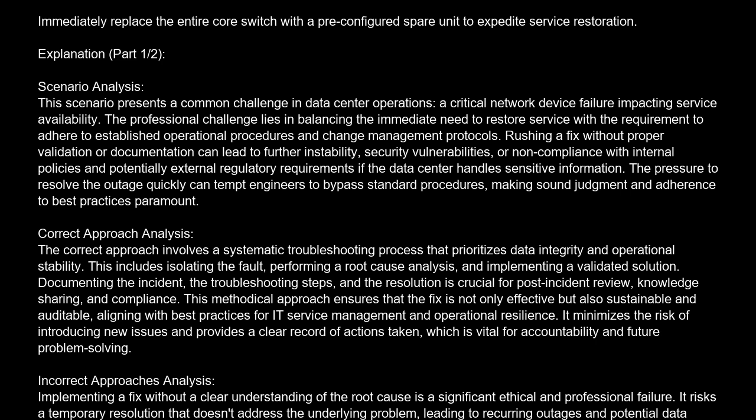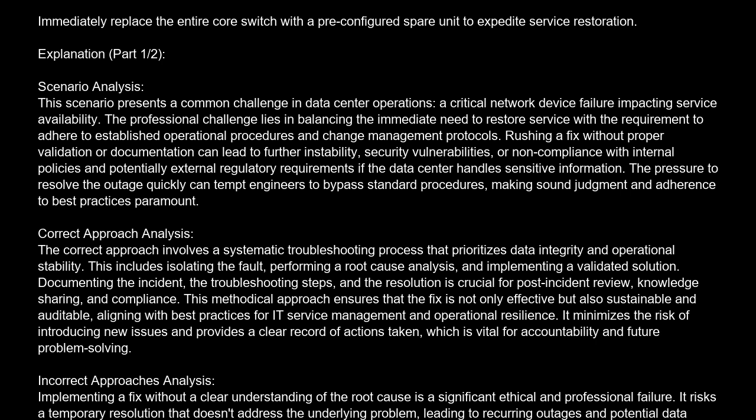Rushing a fix without proper validation or documentation can lead to further instability, security vulnerabilities, or noncompliance with internal policies and potentially external regulatory requirements if the data center handles sensitive information. The pressure to resolve the outage quickly can tempt engineers to bypass standard procedures, making sound judgment and adherence to best practices paramount. Correct approach analysis.